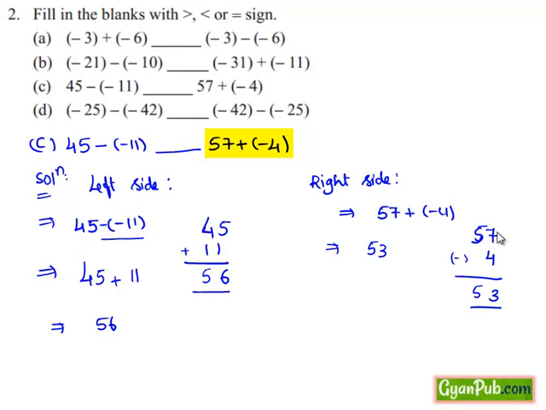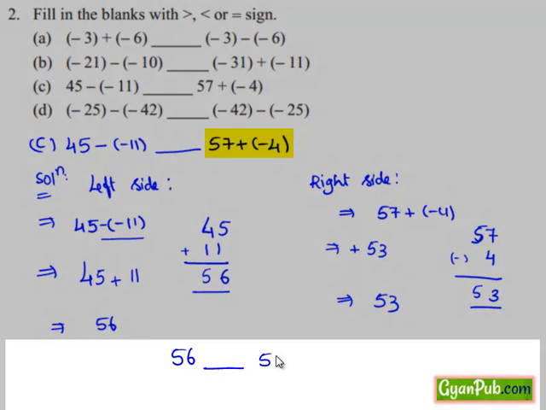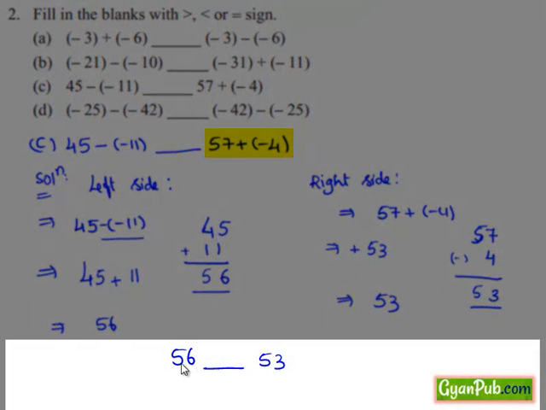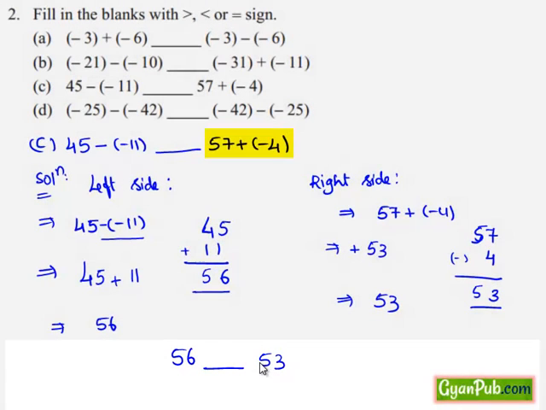By comparing 57 and 4, we know that 57 is greater integer than 4. So this 53 takes the sign of bigger integer, that is plus. So on the right hand side we get 53. Now we are comparing left side 56 with the right side 53. We know that 56 is greater than 53. So the solution of this equation is greater than sign.